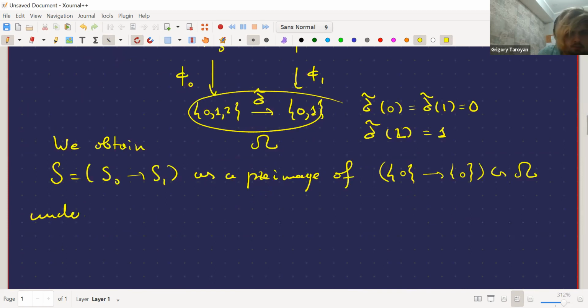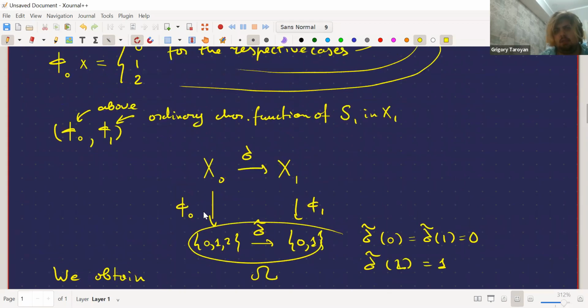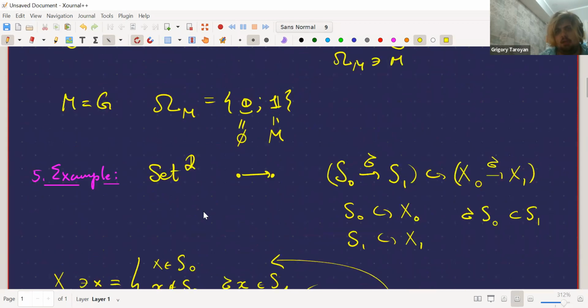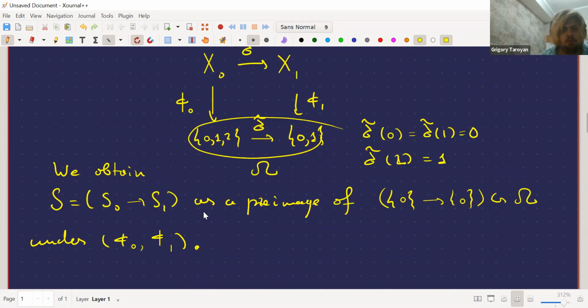Under phi 0, phi 1. So this construction may seem complicated at first glance, but the basic idea behind it is quite simple.